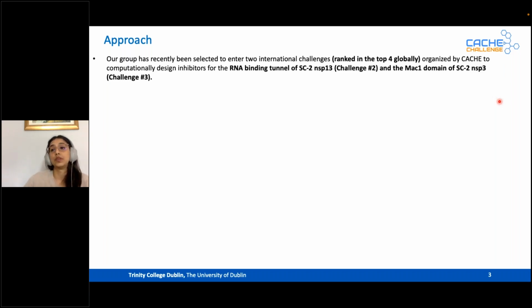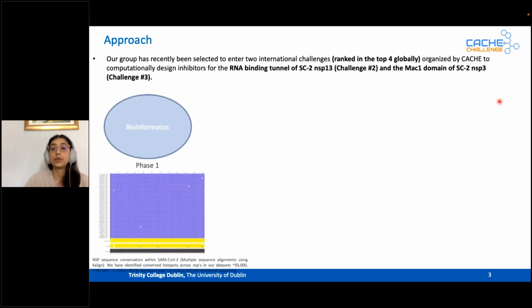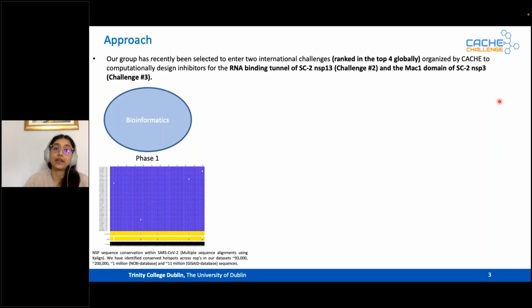So what we've done is we've divided our approach into 3 phases. The first phase being the bioinformatics phase, in which we've analyzed different data sets of SARS-CoV-2 NSP sequences. So we've performed multiple sequence alignments using K-align, and we were able to identify these highly conserved hotspots as well as highly mutated hotspots. So anything that you see here in indigo color represents that these residues are highly conserved in nature, and the white spots here represent that these are mutations that are present within these sequences.